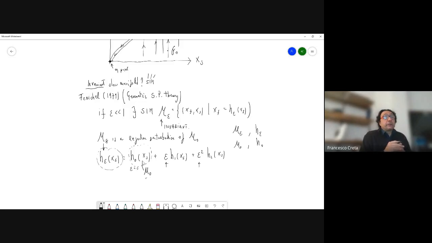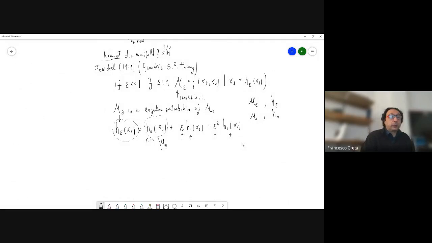But it's also very nice because you can find all the other terms analytically. So you can find h1, h2, and so on. How do we do that? How do we find the rest of the terms, h1, h2, etc.? We enforce the invariance of h epsilon of x_s. What does that mean?